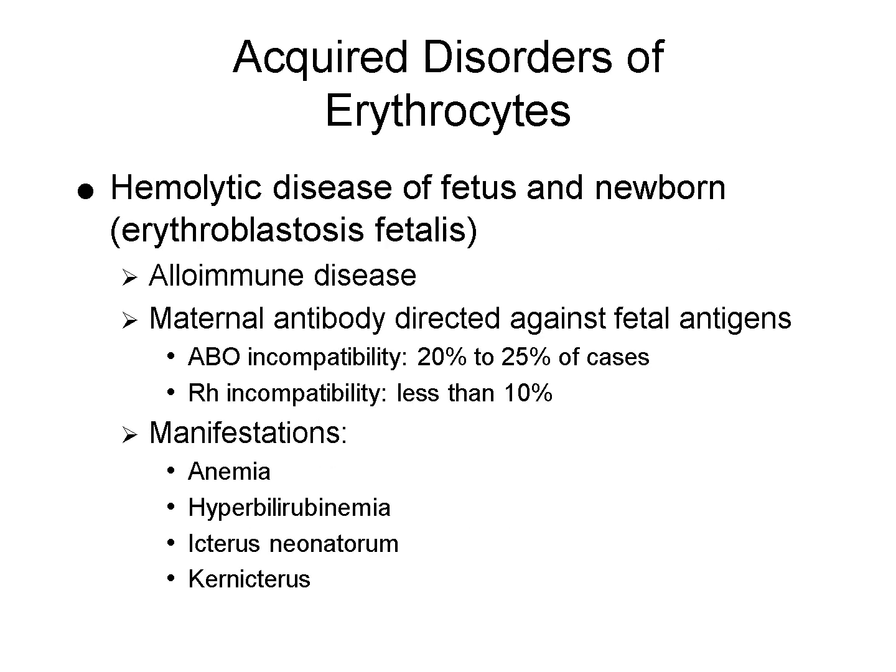Hemolytic disease of the fetus and newborn, also known as erythroblastosis fetalis, is an alloimmune condition. It occurs when maternal antibodies attack fetal red blood cells due to blood group incompatibility. This is most often caused by ABO incompatibility and less commonly by Rh incompatibility. Clinical signs include anemia, high bilirubin levels, yellowing of the skin known as icterus neonatorum, and in severe cases, kernicterus, which is neurologic damage from bilirubin toxicity.